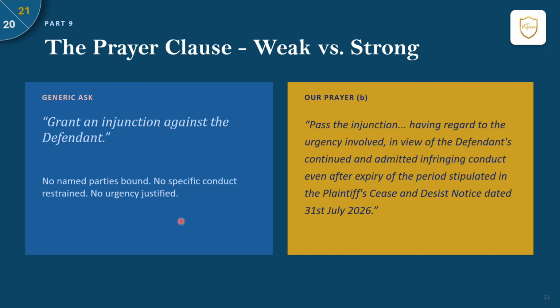So our prayer tells the judge exactly why the relief needs to be urgent, and that points to specific, dated and provable facts to justify this. Okay, so you need to explain the prayer in a proper manner, why your application is urgent, why you need urgent relief. So there should be specific, dated and provable facts.